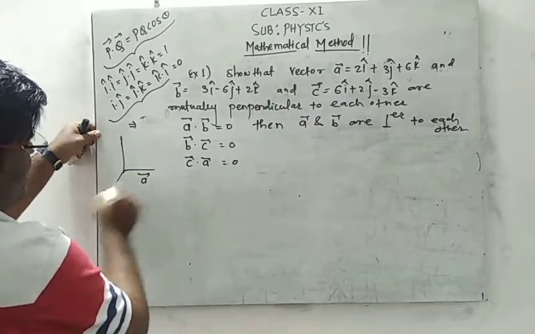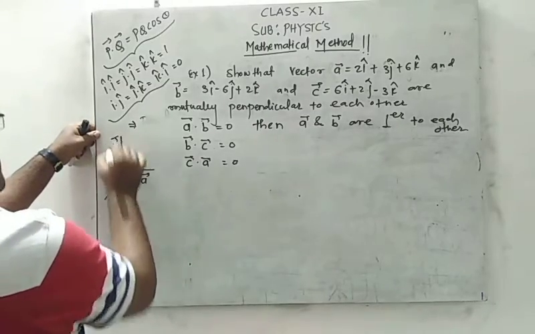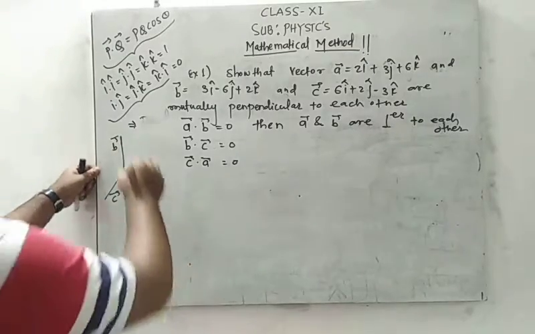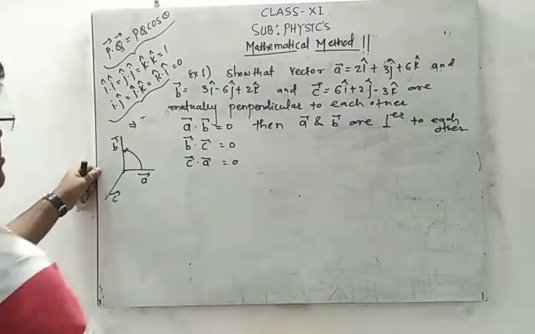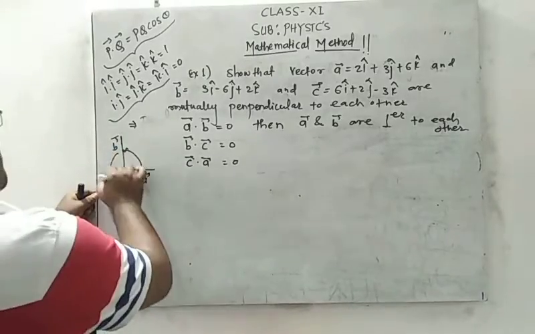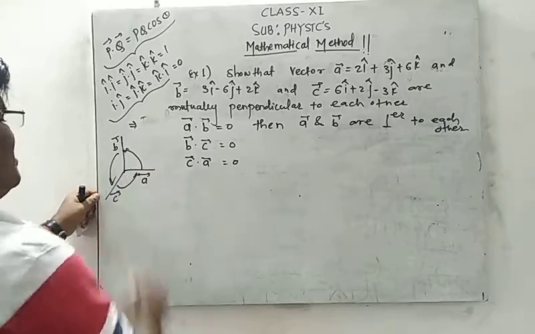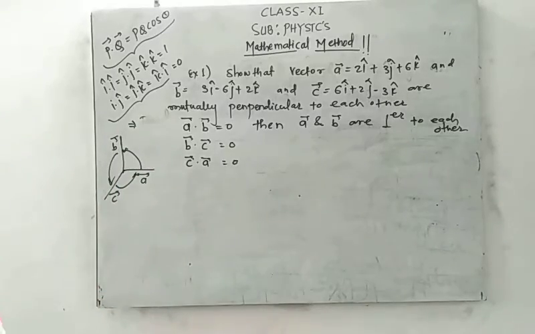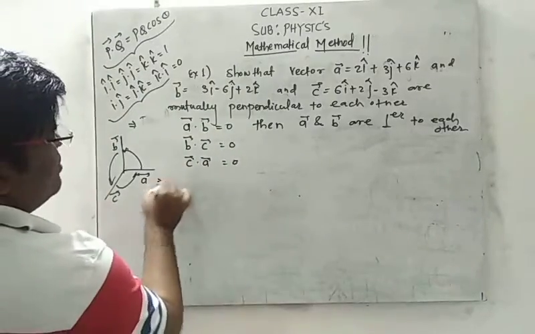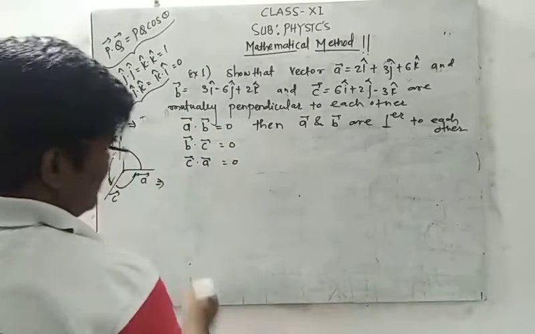That is, if this is a bar, this is b bar, and this is c bar, then the product of these two, a bar dot b bar, is equal to 0, and the product of these two, b bar dot c bar, is equal to 0, and c bar dot a bar is equal to 0, then the three vectors are mutually perpendicular to each other. Therefore, we have to show the first relationship.